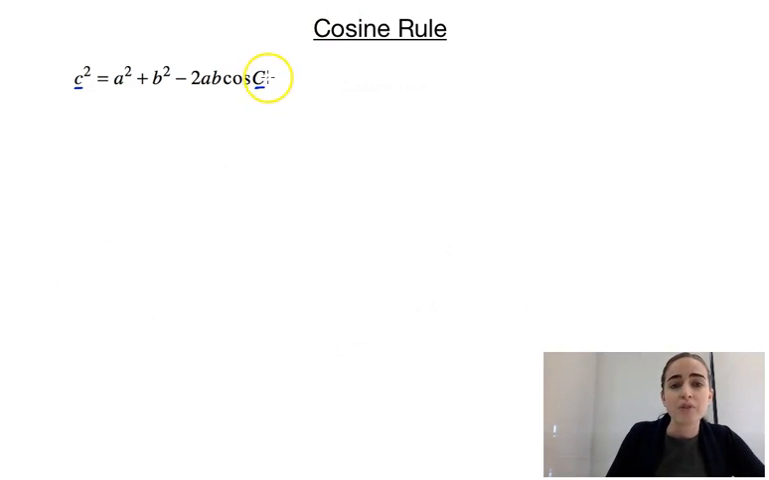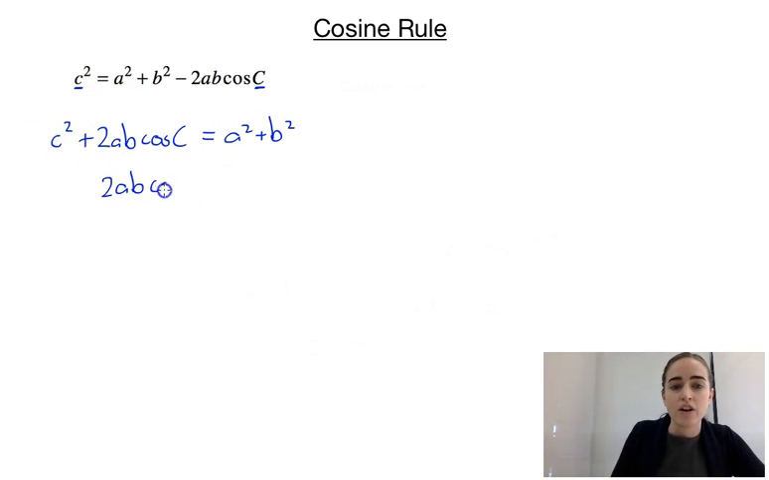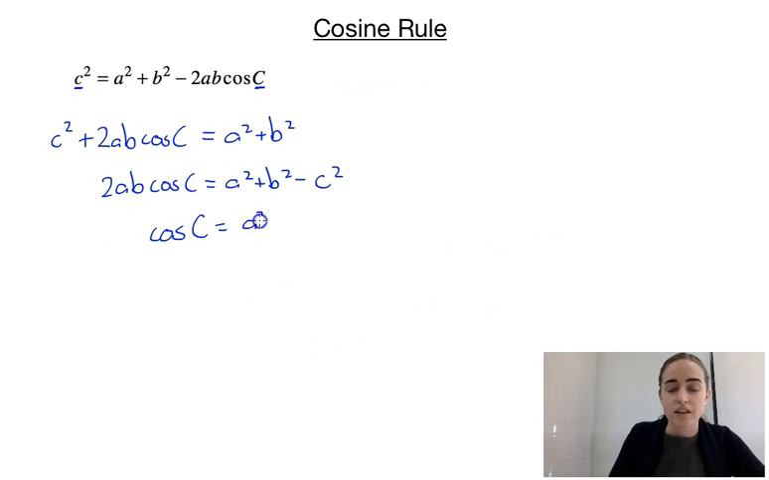So to rearrange this, I'm going to add this whole 2ab cos C to both sides. So I'm going to have c squared plus 2ab cos C equals a squared plus b squared. Now I'm going to subtract my c squared. So I'm going to have 2ab cos C equals a squared plus b squared minus c squared. And then to get the cos C on its own, I'm going to divide by 2ab. So cos C equals a squared plus b squared minus c squared all over 2ab.